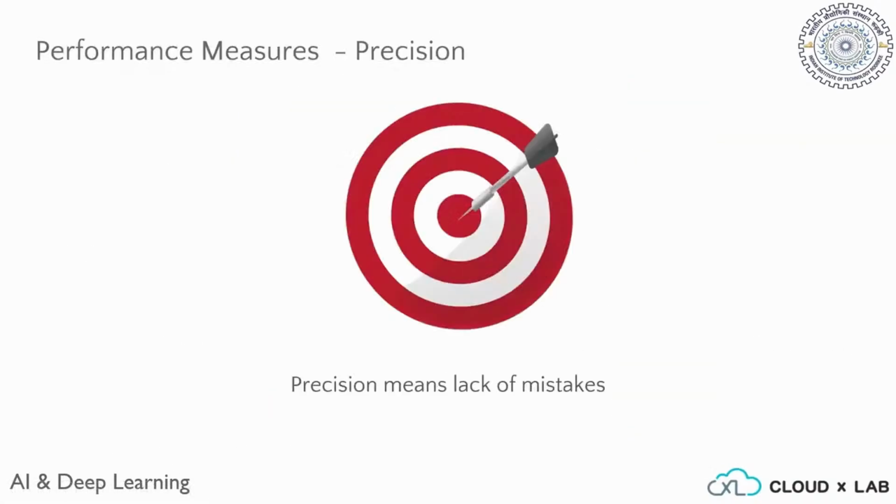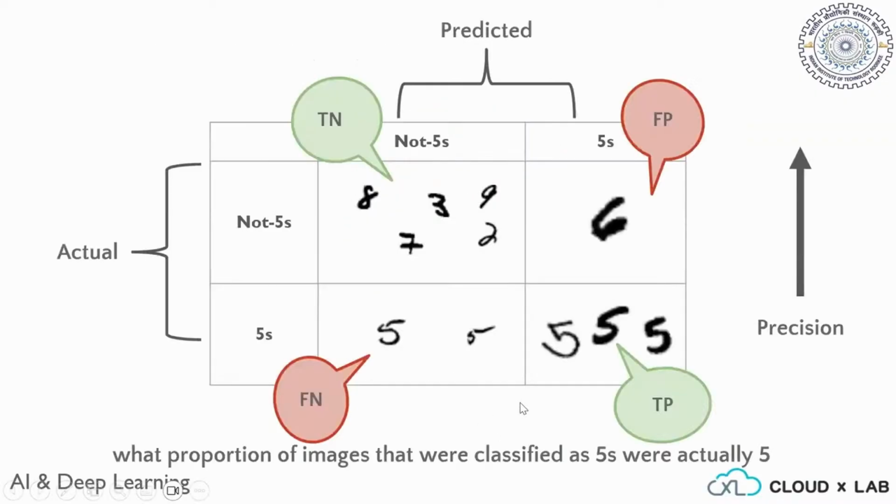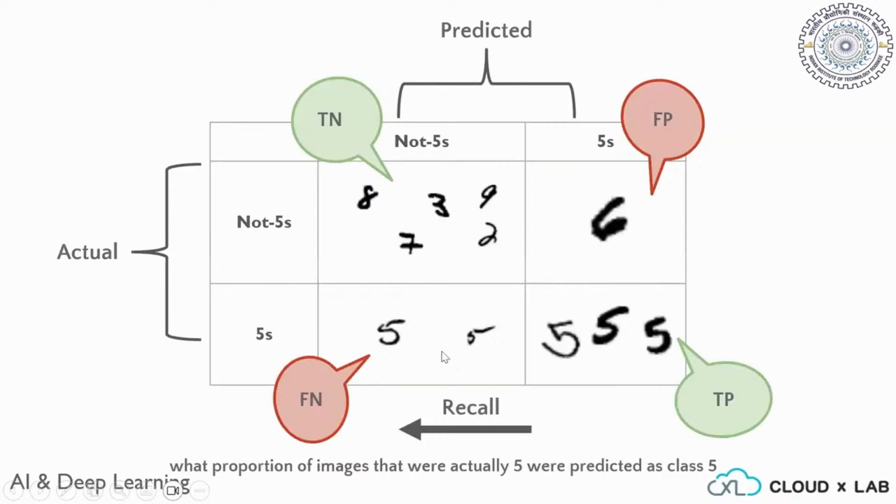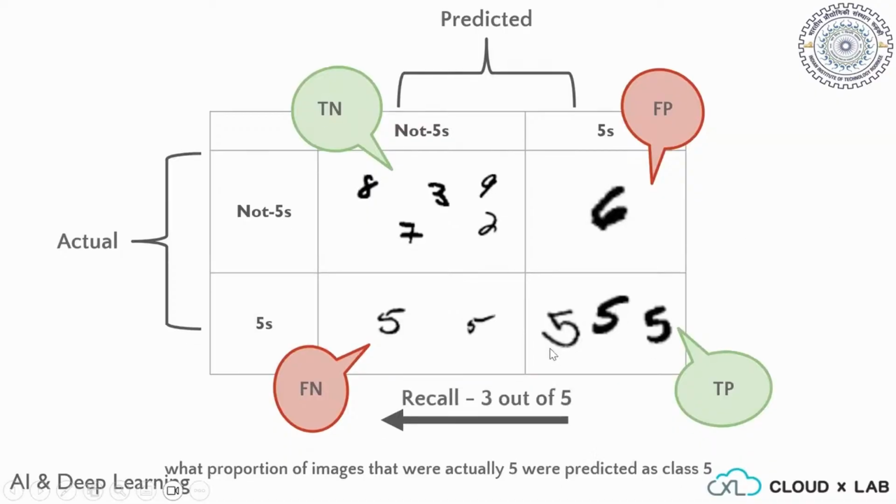And precision is lack of mistakes, which means when the model is saying true, how many times the model is correct. As you can see here, 4 times the model is saying true, but only 3 times the model is correct. So precision is 3 divided by 4, and for recall, the total number of true cases is 3 plus 2, which is 5. So recall is 3 divided by 5. Any doubt in precision and recall?